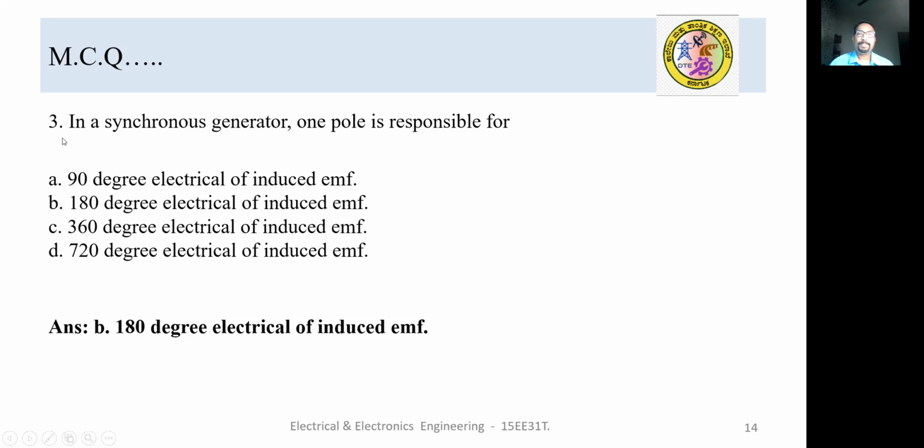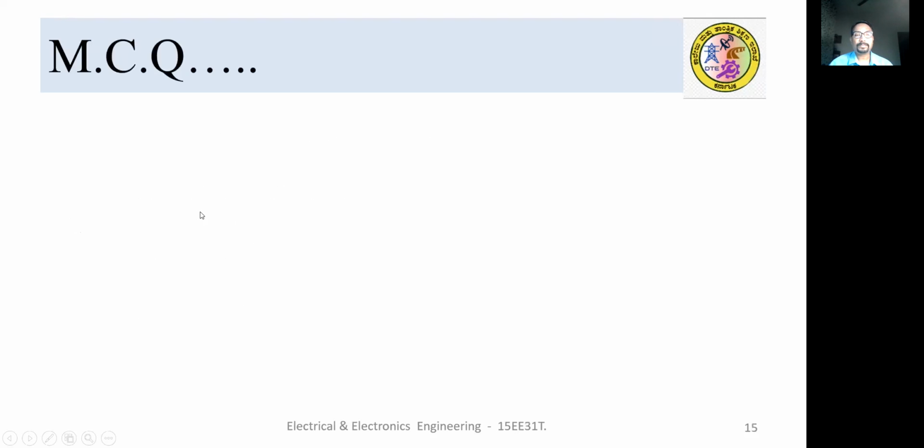Suppose in this question, it is asked: in a synchronous generator, one pair of poles is responsible for what? 360 degrees. But here the question is asked for one pole. For one pole, the answer is 180 degrees. Next.